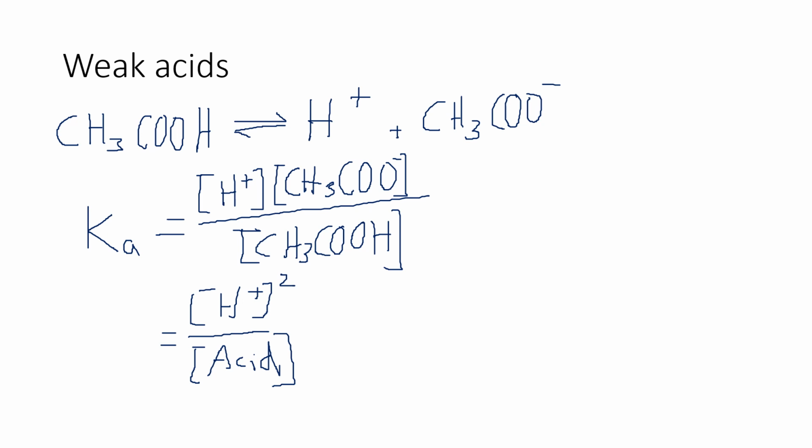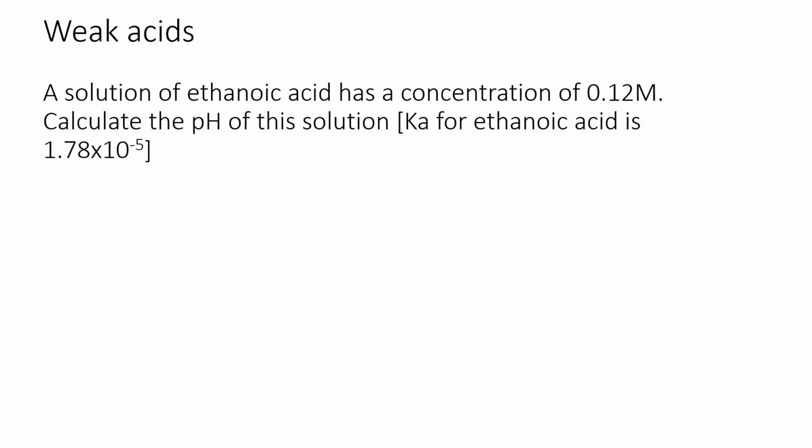If you're asked to write Ka for a specific acid, make sure you write out the full equation, but it's okay to use this shortened version when actually doing the calculation. And therefore, we're going to see a problem in a minute. We're going to use this formula to work out the pH of a weak acid. So here we're saying you've got a solution of ethanoic acid that has a concentration of 0.12 molar. Calculate the pH of the solution, assuming that Ka is 1.78 times 10 to the minus 5.